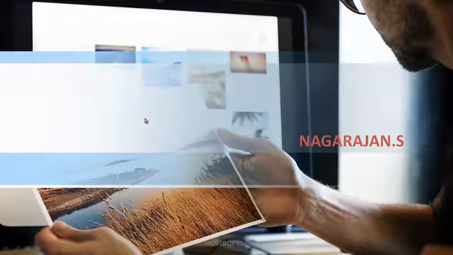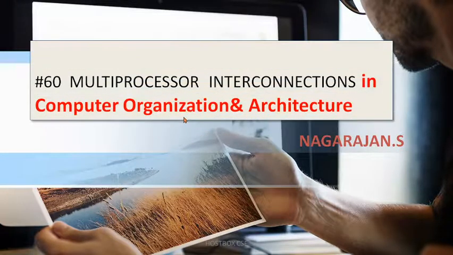In the previous session I explained about the array processor, what array processors are and the types of array processor, like attached array processor and SIMD array processor, with real time examples. Today we have to see the introduction to multiprocessor and so on.